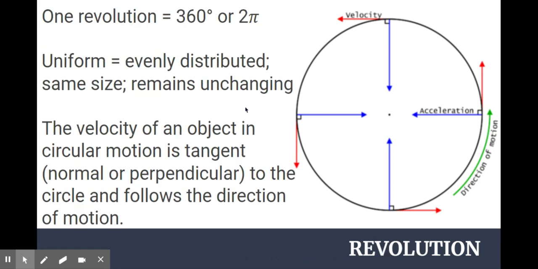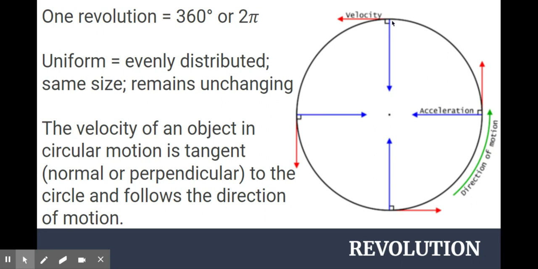All right. So one complete circle, one complete revolution around a circle, is going to be equal to 360 degrees or 2 pi radians. Okay, that's just something to remember. And something else to note is that when we talk about uniform circular motion, the word uniform means evenly distributed. Something remains the same size. It's not changing. All right. This word uniform is actually going to come back in other topics that we have talked about.